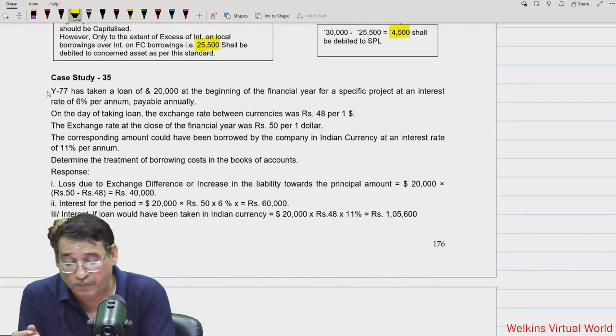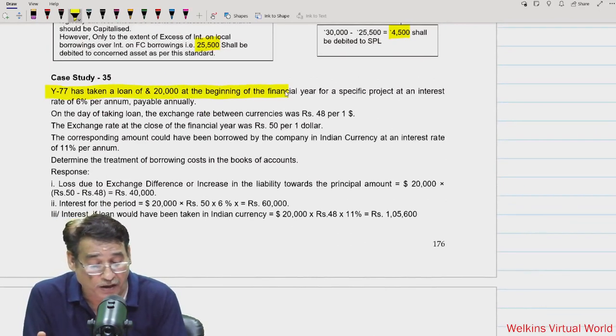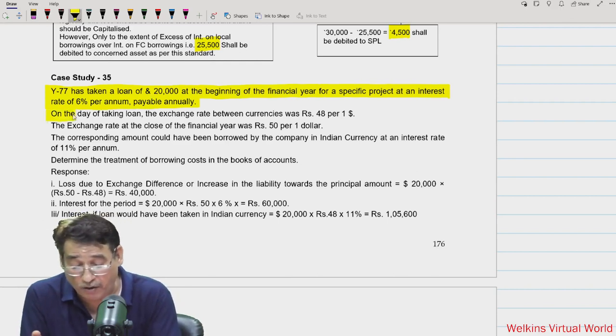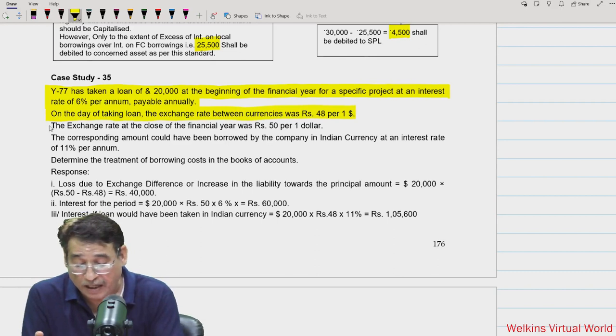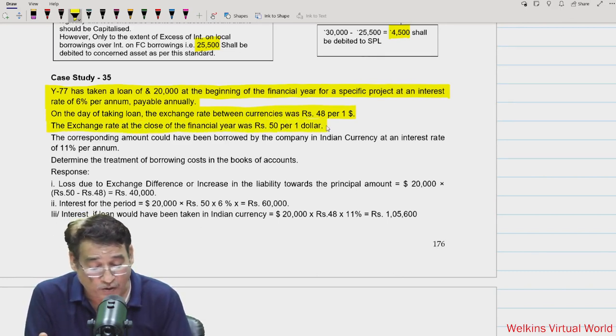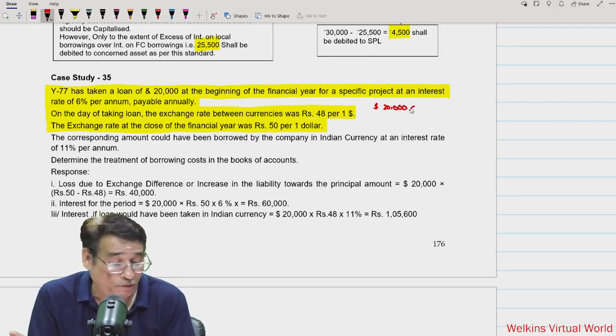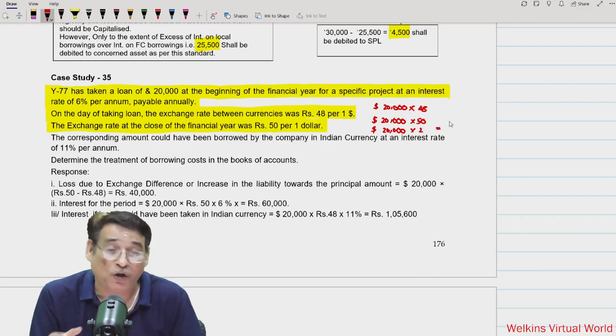In this case, Y777 Limited has taken a loan of $20,000 in the beginning of the financial year for a specific project at an interest rate of 6% per annum. On the date of taking the loan, the exchange rate was 48, and the exchange rate at the close of the year is rupees 50. So first of all, we will have to find out the loss. Now, what will be the loss? Total 20,000, and when we took the loan the exchange rate was 48, and by the end of the year the exchange rate has moved to 50. So $20,000 into 2 will be my exchange loss due to the exchange rate. So rupees 40,000 is my total exchange loss.